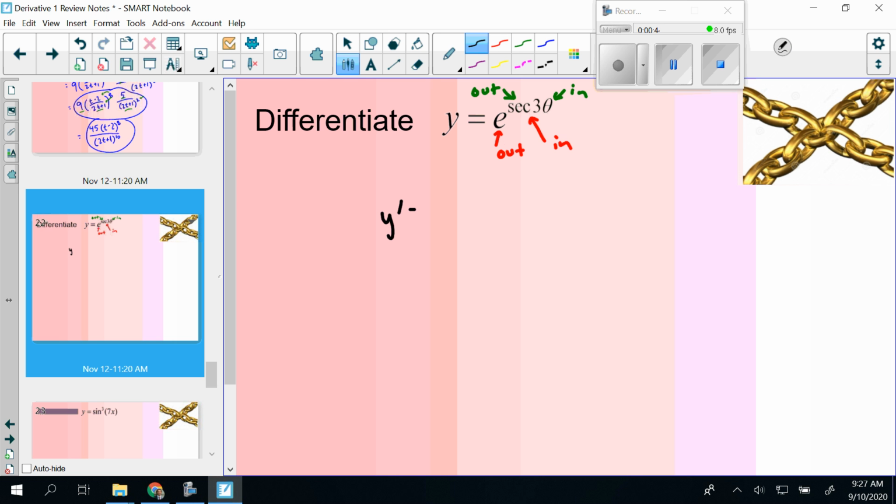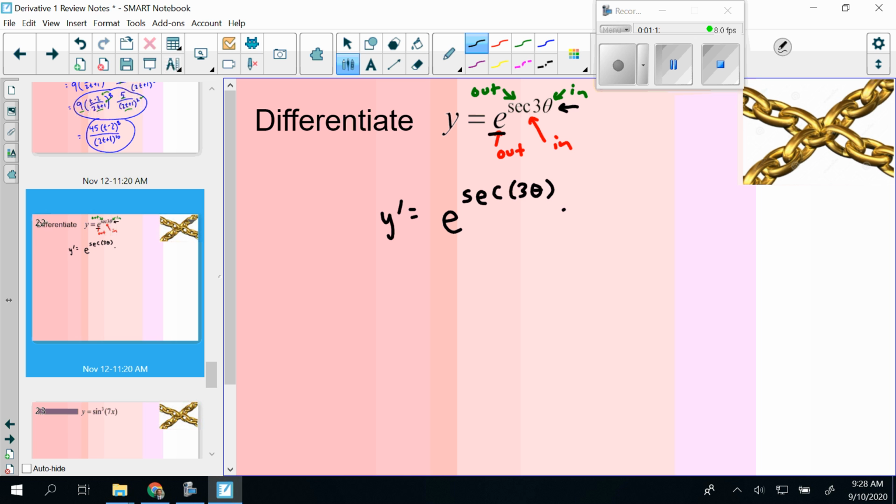So derivative, start with the most outer thing, which is that e right here. Any exponential is going to have the same exponential when you do the derivative, leaving this inside function alone. Okay, but now times the derivative of the inside. So now we're looking at that exponent of secant 3 theta. What's the derivative of that?